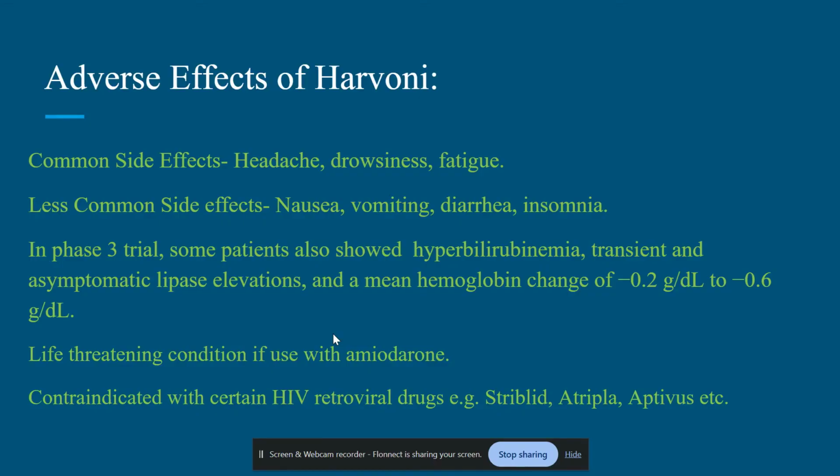It has less common side effects that include nausea, vomiting, diarrhea, and insomnia. But common side effects are headache, drowsiness, and fatigue. In phase 3 trials, some patients also showed hyperbilirubinemia, transient and asymptomatic lipase elevation, and mean hemoglobin change of 0.2 to 0.6 gram per deciliter. A life-threatening condition can occur if it's used with amiodarone, and it's contraindicated with certain HIV antiretroviral drugs like Stribild, Atripla, and Aptivus.